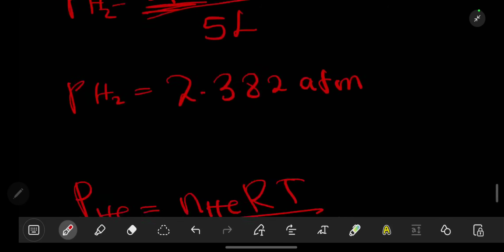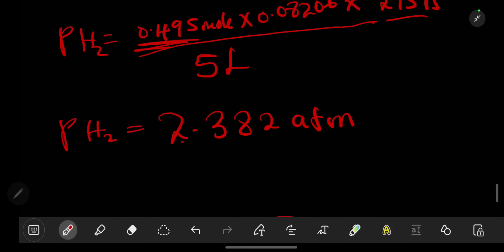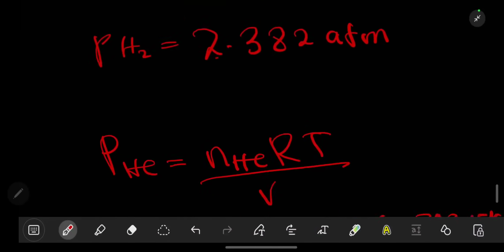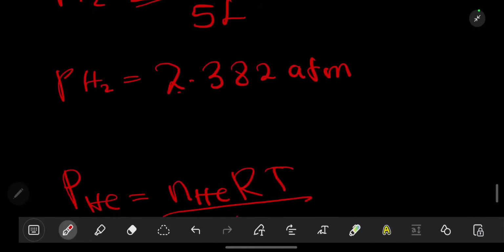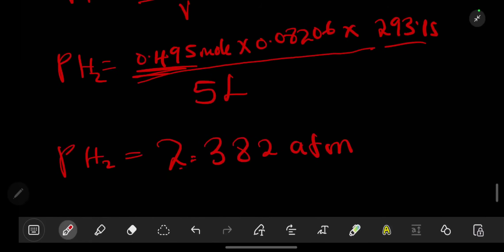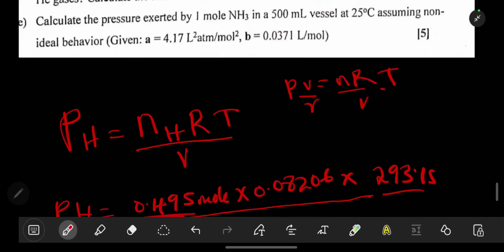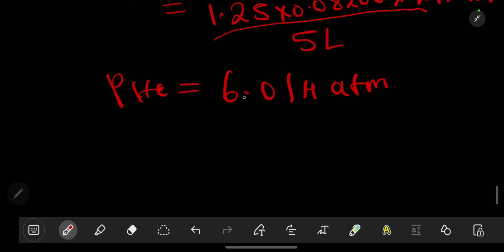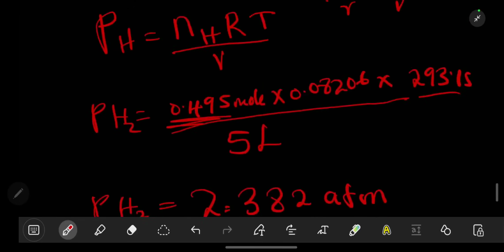Remember, as if it is alone. You will find that if you add this and this, you are still going to get the total pressure. So if you were required to find the total pressure, you can also use this. You find the partial pressure of each, then add the two pressures. It is still going to give you the same 8 point something that we found.